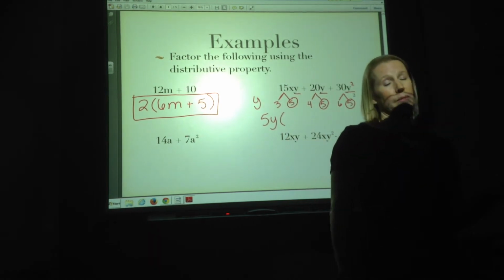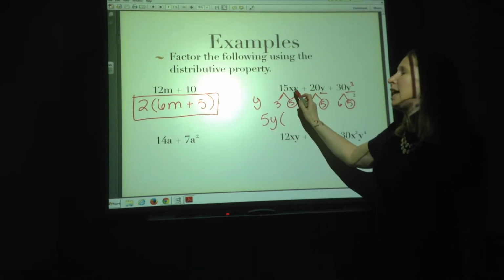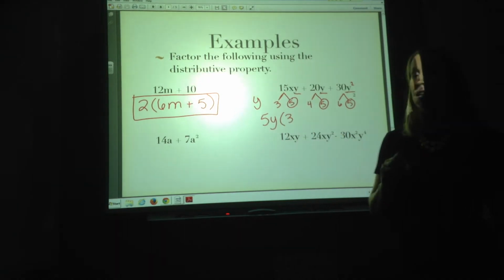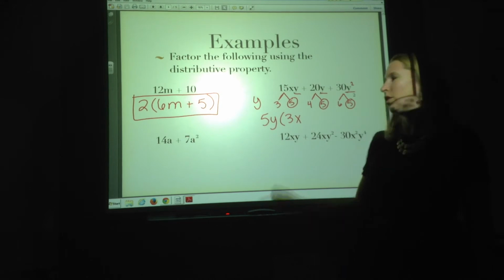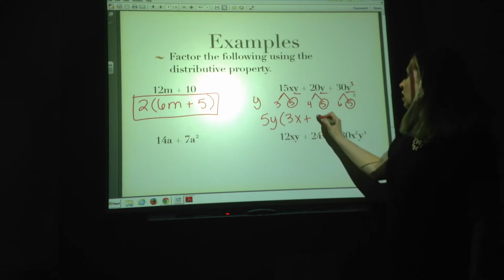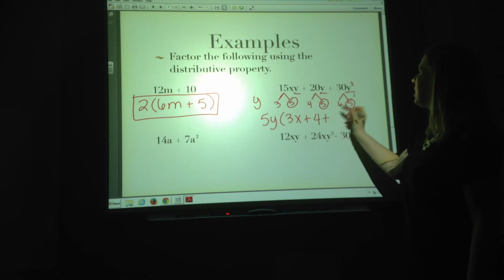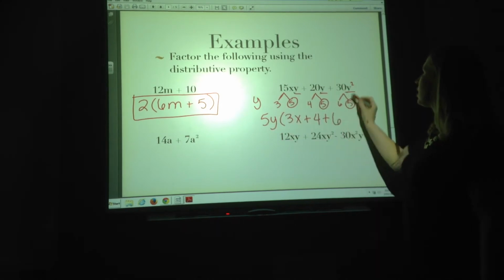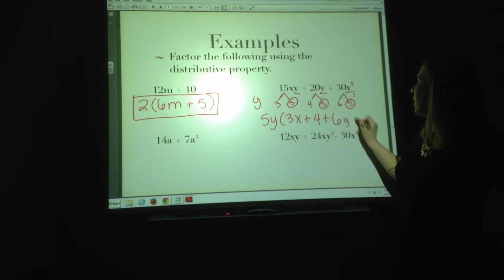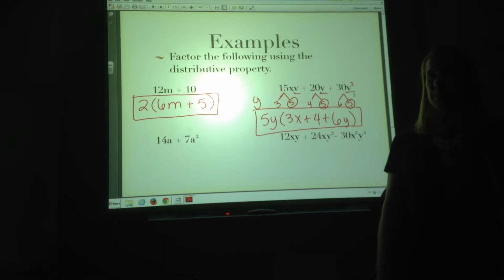So now think about distributive property backwards. 5y times something needs to give me 15xy. So 5 times 3 is 15. I also need an x. So then I would have 15xy. Plus 5 times 4 is 20. I already have a y, so I don't need to put another y. Plus 5 times 6 is 30, and that's y squared. So I only have one y here, so I need another y. That's my final answer. So let's do a couple more.